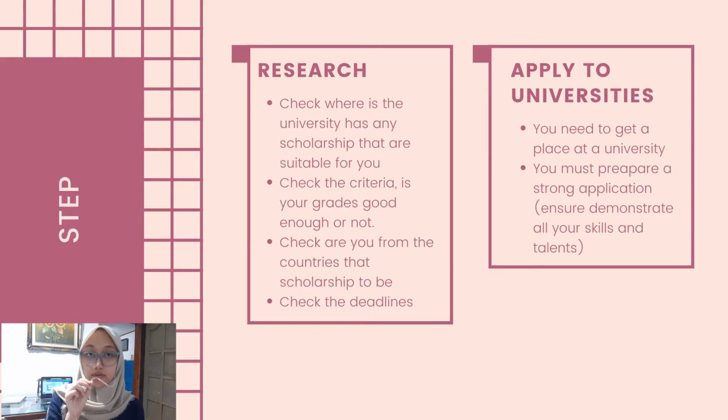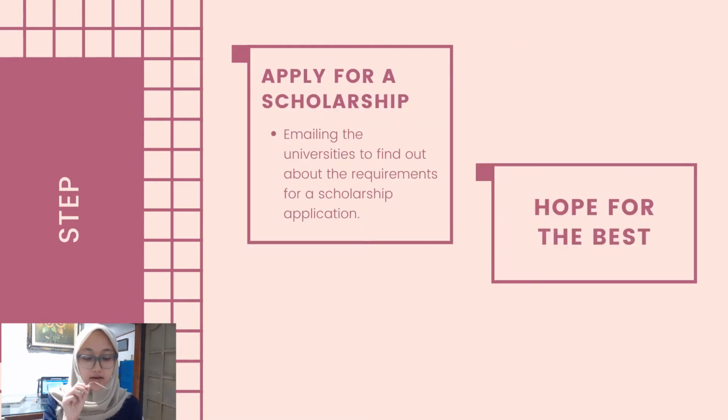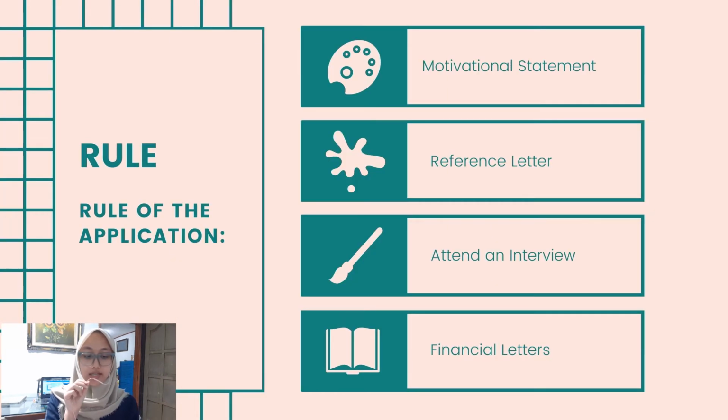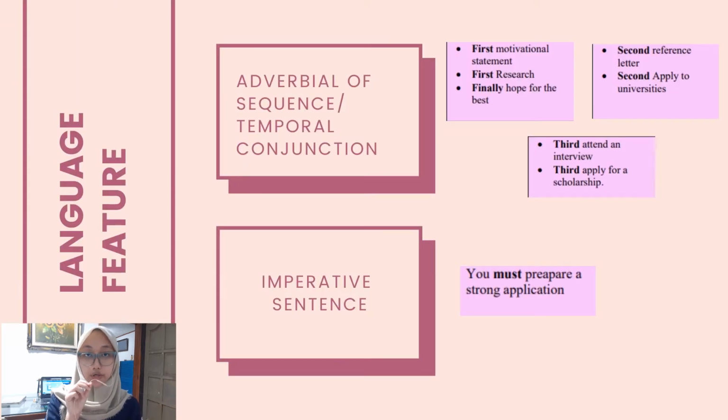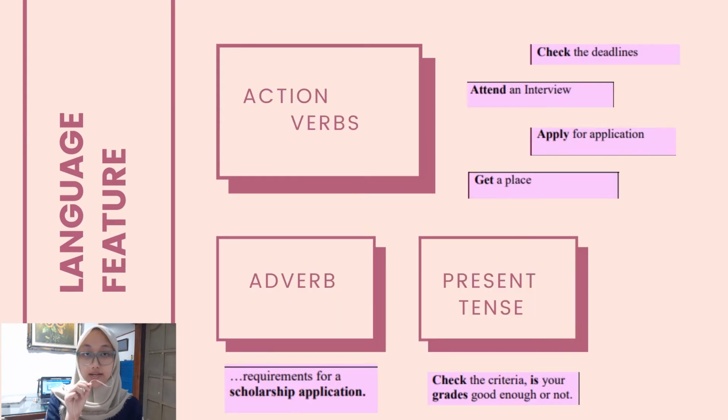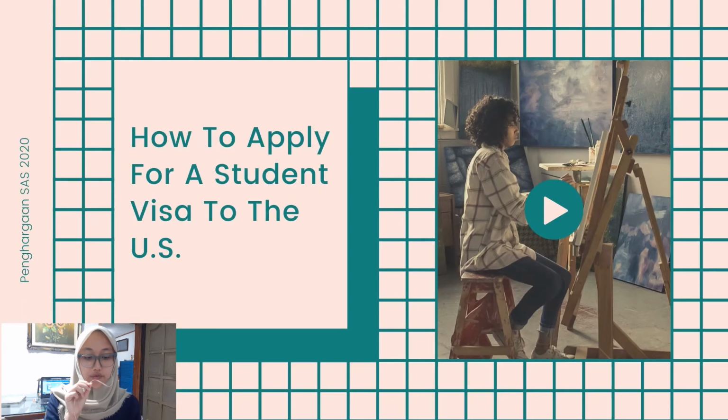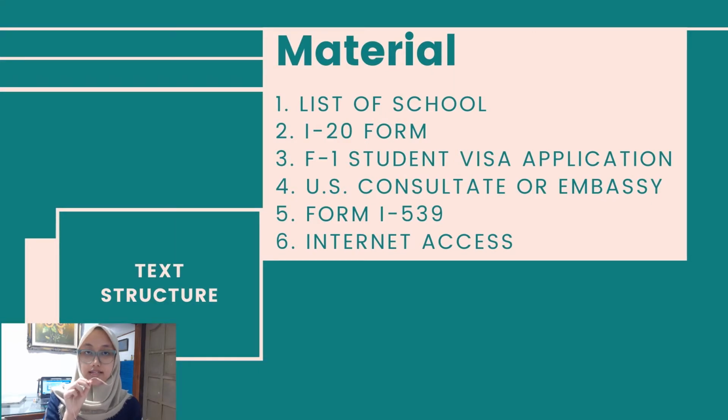The steps from this procedure text are: the first one is to research. We can check whether the university has any scholarships that are suitable for you. The second, check the criteria: is your grade good enough or not. The third, check whether you are from the countries the scholarship is for. And the fourth, check the deadlines.